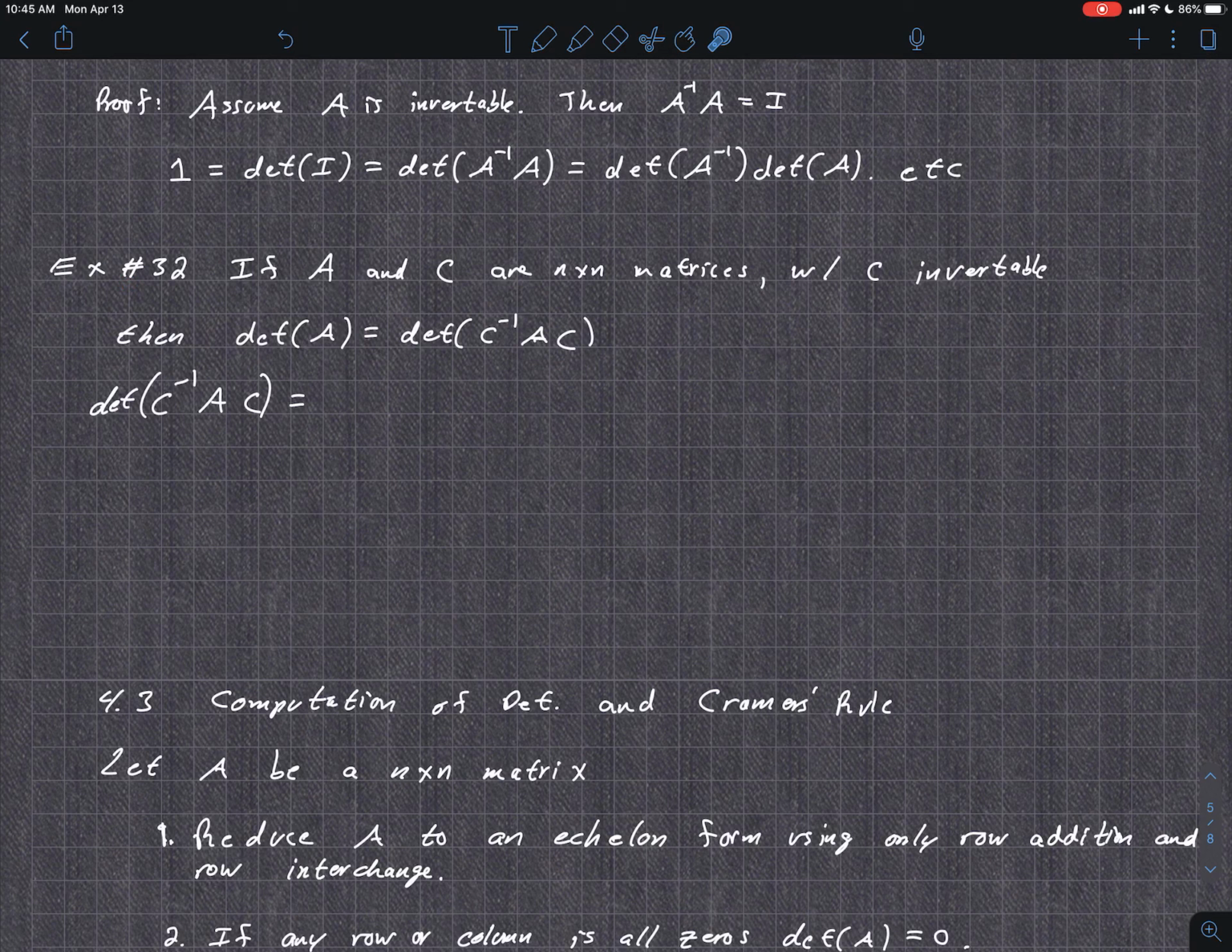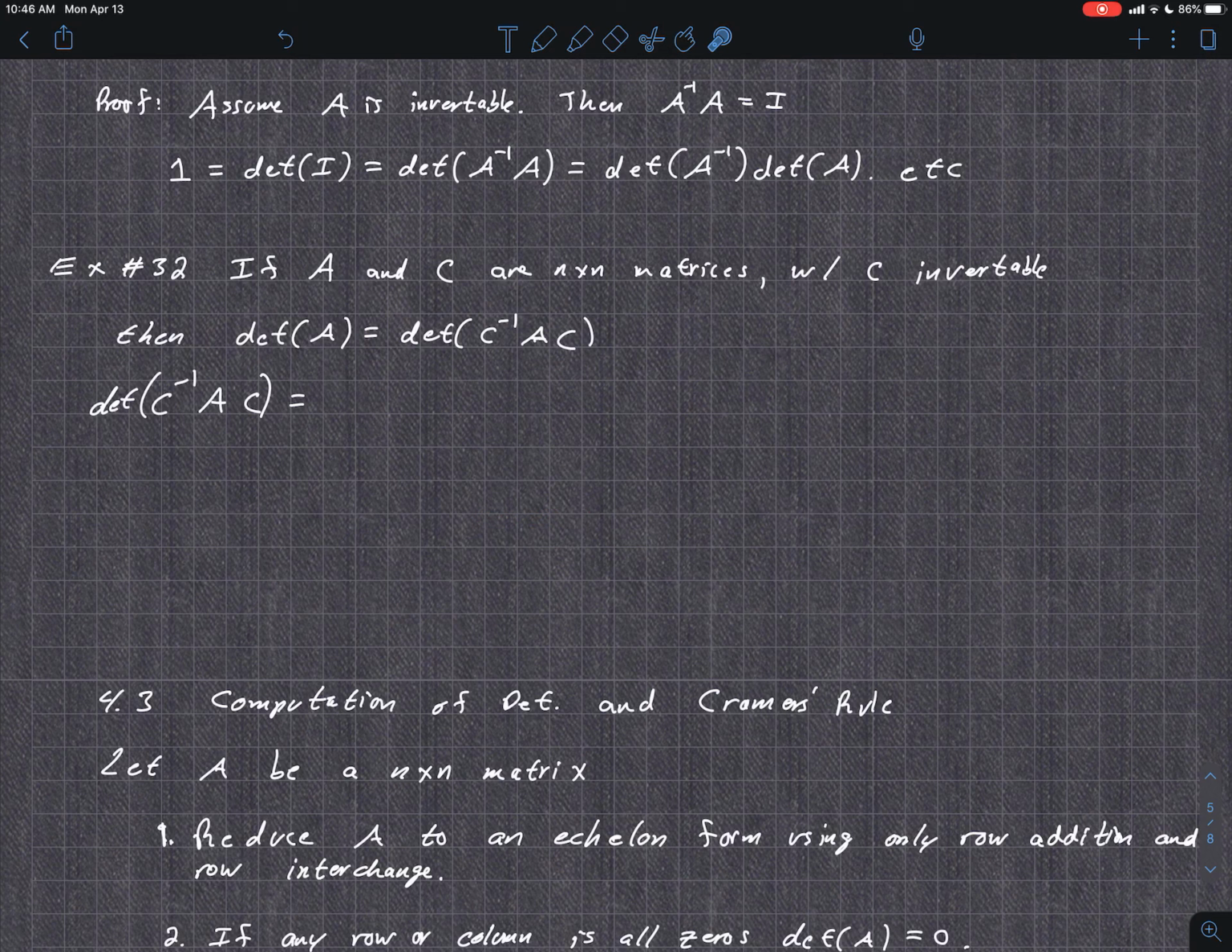Number 32 is not assigned, but I thought I'd go over it with you. If A and C are n by n matrices, and C is invertible, then the determinant of A is equal to the determinant of C inverse AC. So essentially, we'll be using the property of separating determinants one at a time. So from here, what you can do, as you can probably see, is you can take the determinant of each of those separately. Once you do that, then you're in the reals.